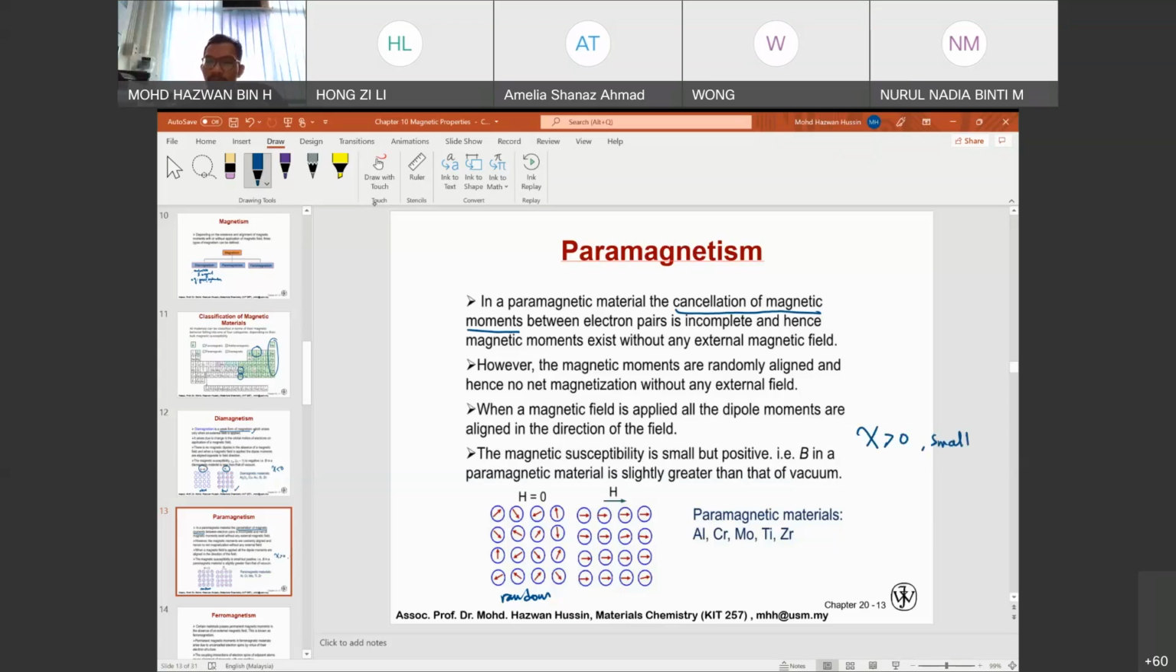Some examples of paramagnetic materials could be aluminium, chromium, molybdenum, titanium, and zirconium. So all these are actually examples of paramagnetic materials.